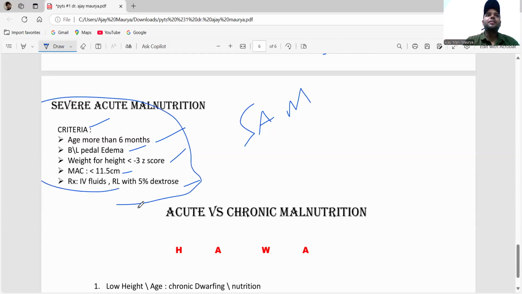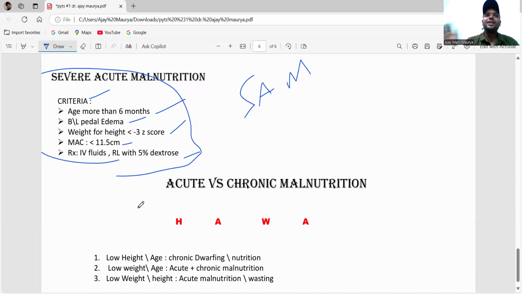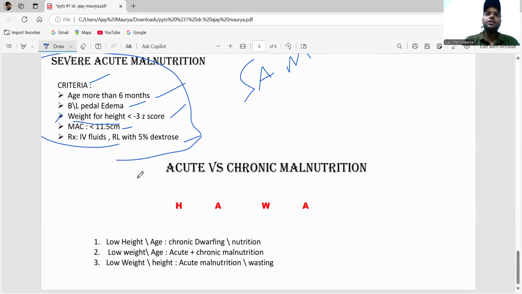SAM criteria: age more than 6 months, bilateral pedal edema, weight for height. See, weight for height, not height for weight. Now they are going to confuse you, guys. Please remember this one.